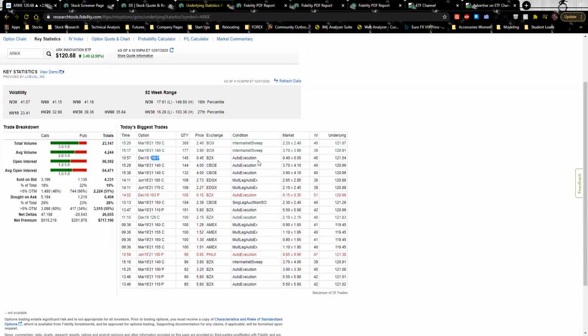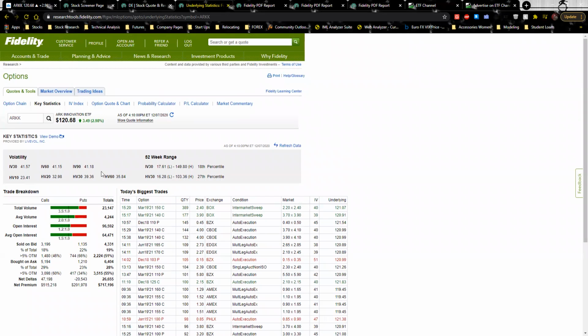This tells you what was executed as a market sweep, whether it was a single leg or multi leg, like a spread. So this was a spread. It tells you what the market and the IV were when they purchased it, including the price the underlying stock was at when they bought it. It's a really dope feature to look at. It tells you how many were bought on the ask, the percentage out of the money, and how many were sold on the bid. Those statistics are really nice to look at when you're looking at your option trade.